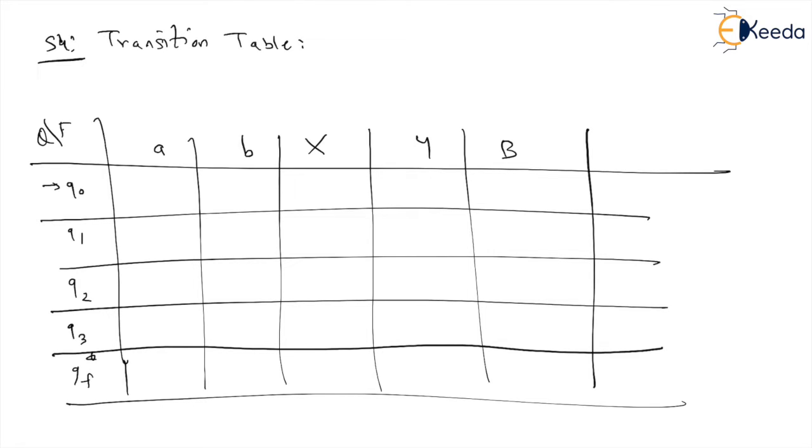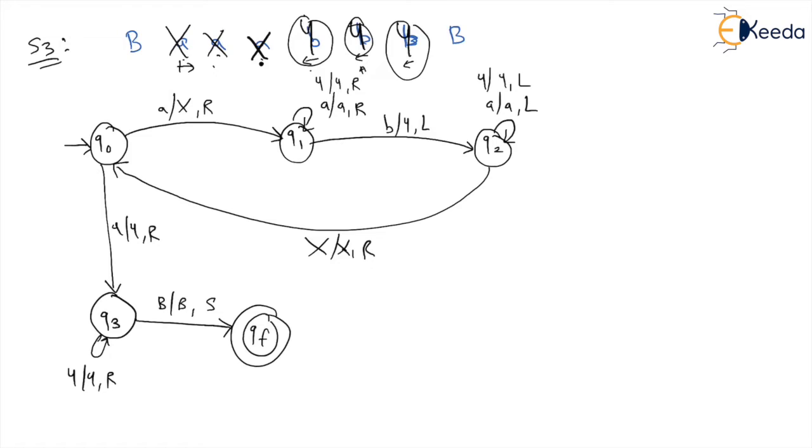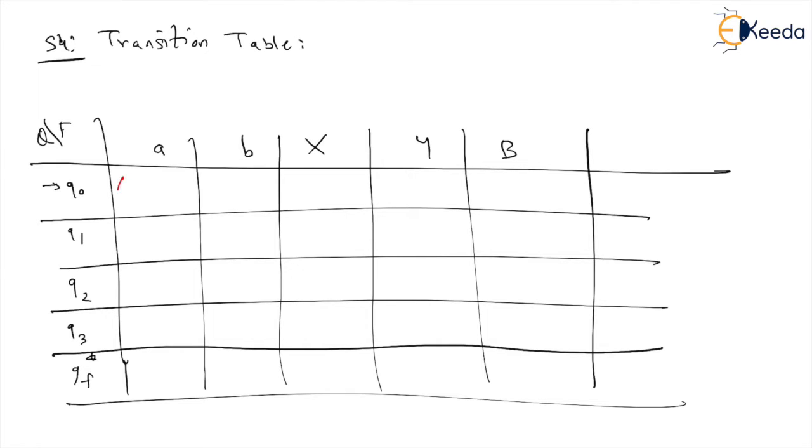Okay. Now, moving on to the diagram, I see that Q0 on A goes to Q1 by making A as X and moving to the right. Therefore, we say this transition would be written as Q1 comma X comma R. That's how easy it is to represent. How do we write? Q0 goes to Q1 when the input was A by making it X and moving to the right. Let's go ahead and see, does Q0 ever receive a B?